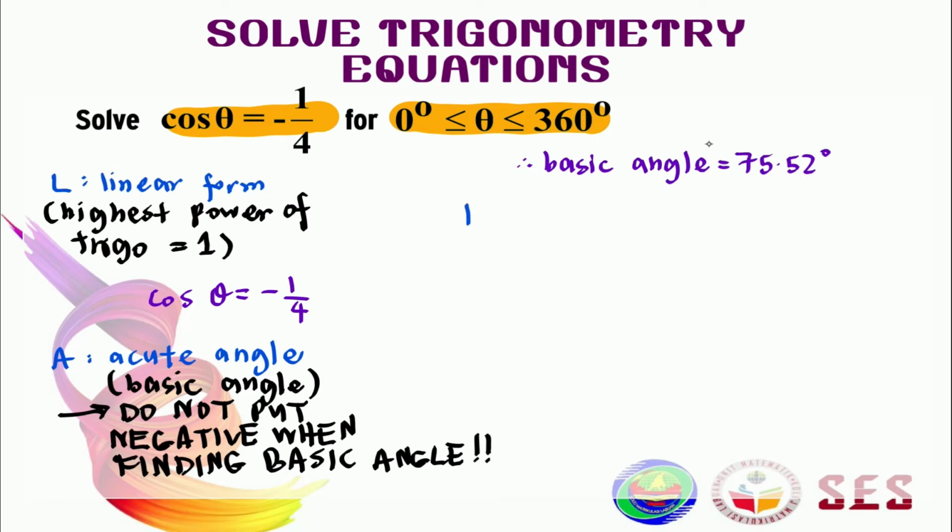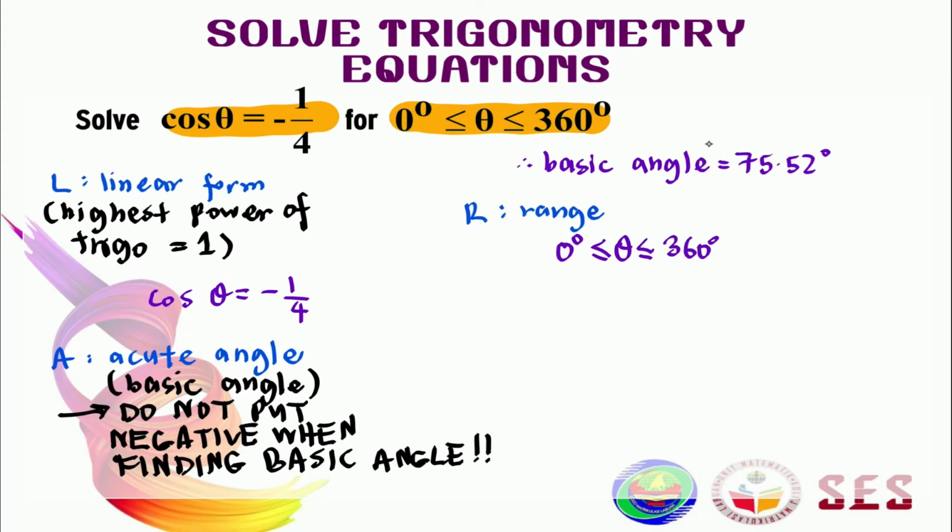The third step is range. In this step, we need to make sure that this range has the same value as our angle here. If not, we need to modify it. Since our angle matches our range here, we are going to use this range as it is. So the range is for theta between 0 and 360 degree.